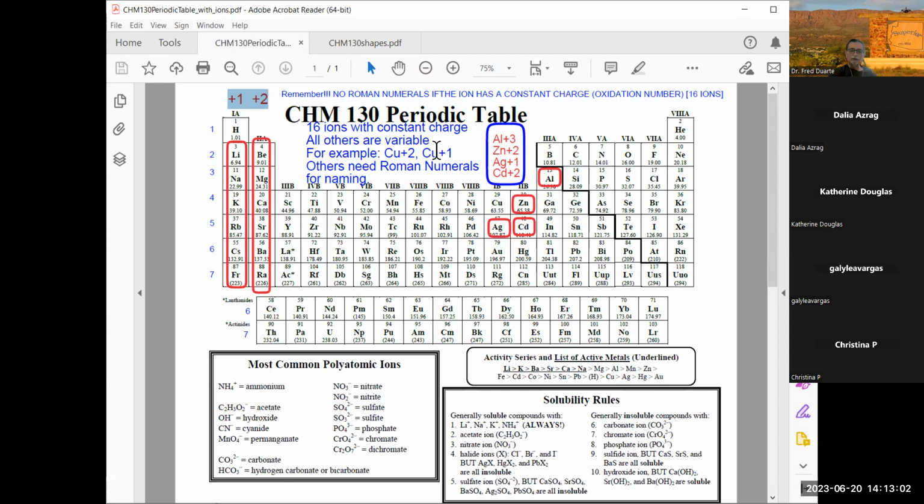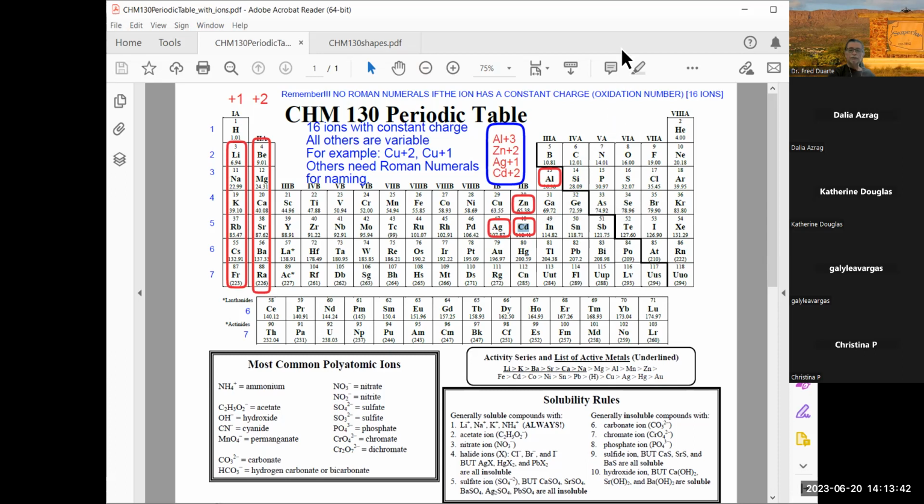On the far right, you have good old Al. Okay, Al, aka aluminum, will always have a +3. Zn, which is zinc, will always have a +2. And it'll keep going to Ag, not to be confused with Au, because Au is gold, but Ag is silver. Ag will always have a +1. And then move to the right, Cd, always has a +2.